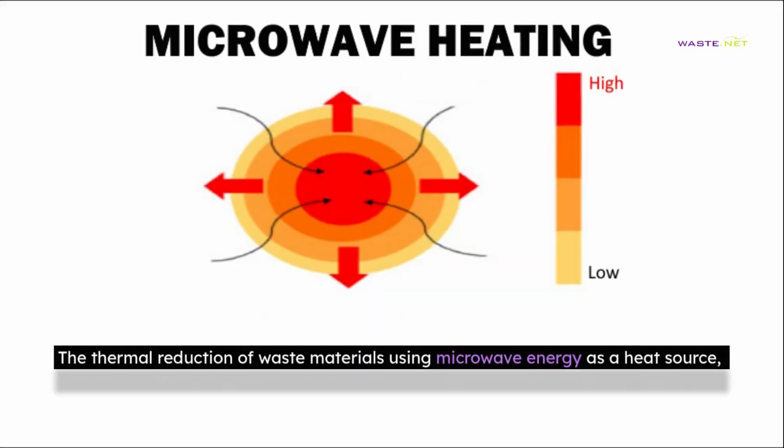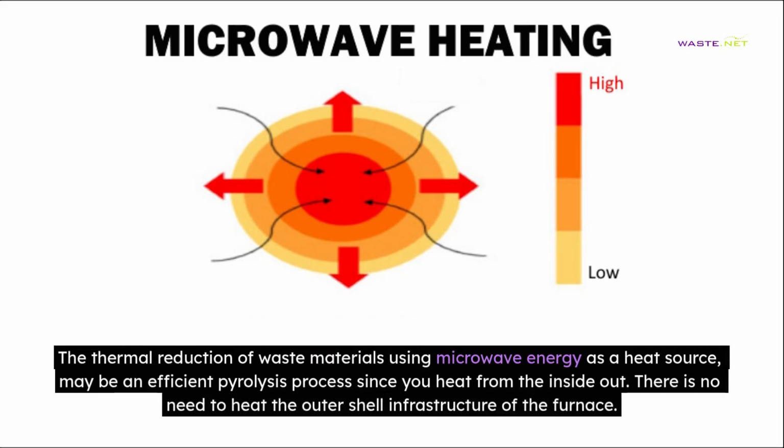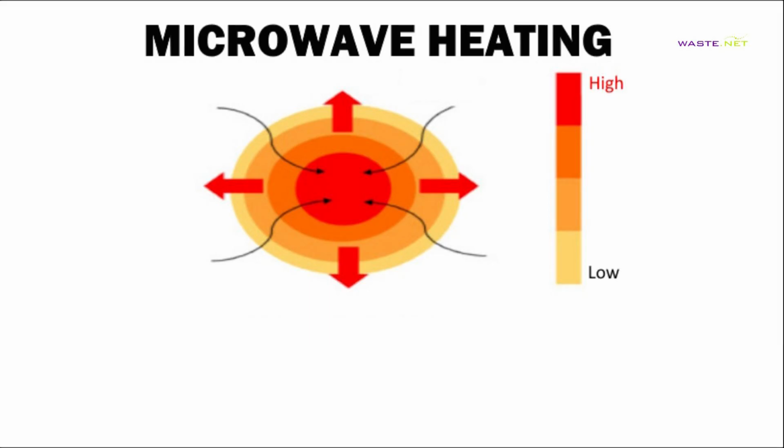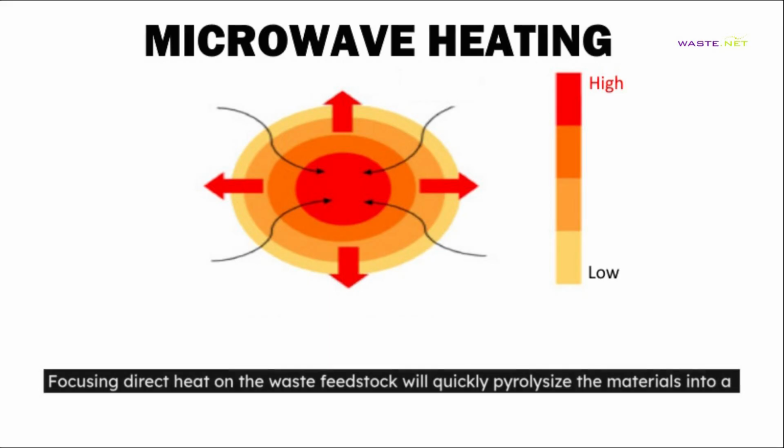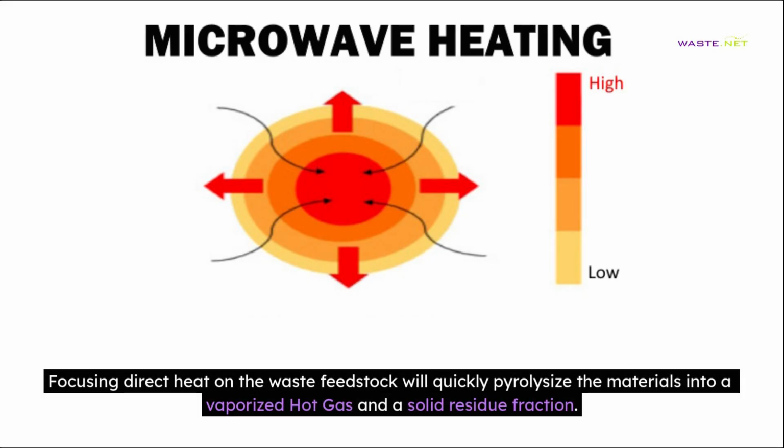The thermal reduction of waste materials using microwave energy as a heat source may be an efficient pyrolysis process since you heat from the inside out. There is no need to heat the outer shell infrastructure of the furnace. Focusing direct heat on the waste feedstock will quickly pyrolysize the materials into a vaporized hot gas and a solid residue fraction.